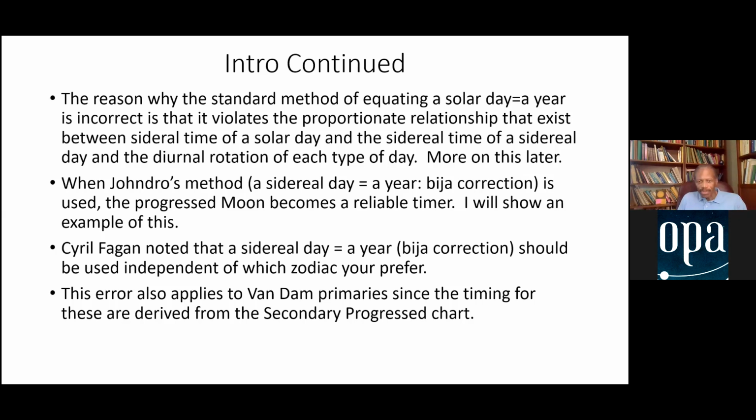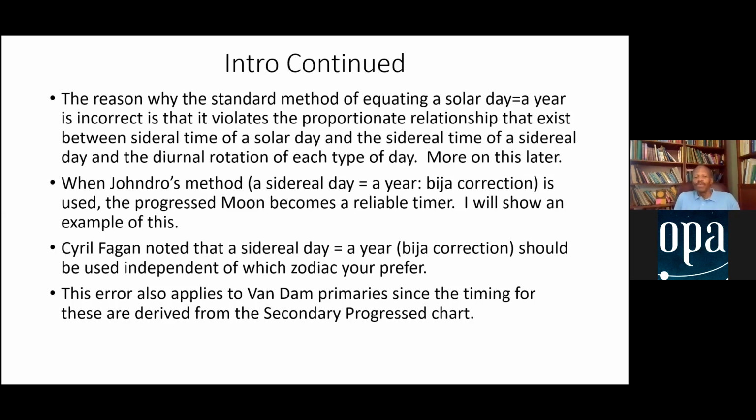Cyril Fagan also noted that the sidereal day equal a year should be used independent of which zodiac you prefer. And it was Cyril Fagan who gave this type of progression the name Bezier-corrected progressions. Unfortunately, the name he gave it is not really descriptive of what it actually is. So a lot of people won't really recognize that unless they know that a sidereal day is equal to a year, and that's what he means by Bezier-corrected progression.